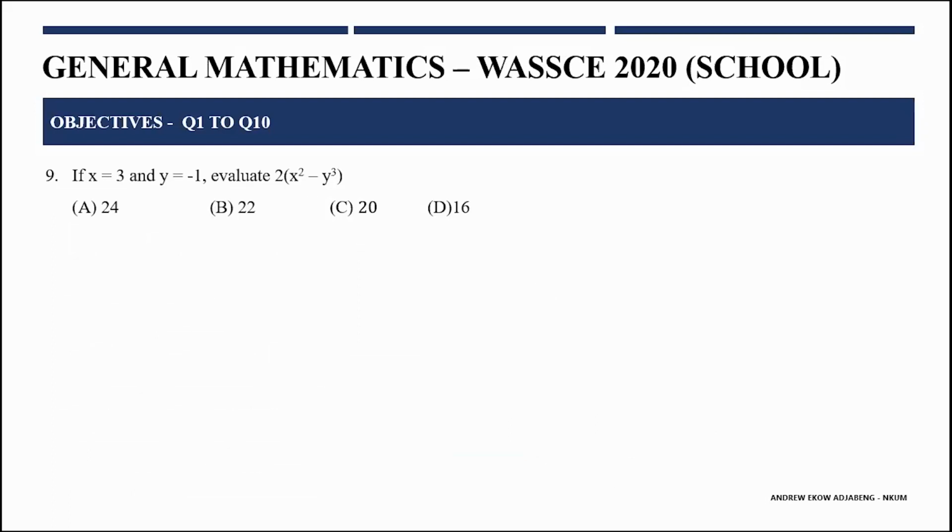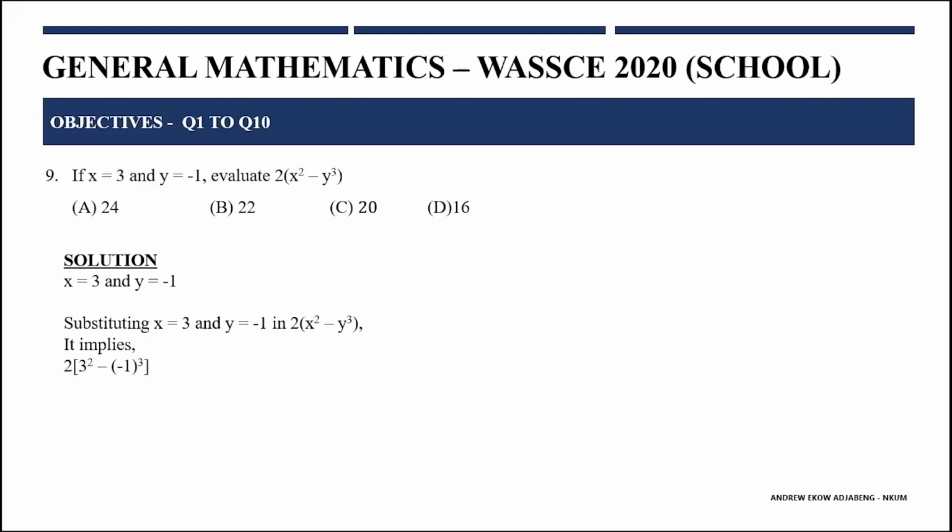Let's look at question 9. So this is our solution. We have x equals 3 and y equals negative 1. So when we substitute x equals 3 and y equals negative 1 into the question here, we are evaluating 2 open bracket x squared minus y cubed. And we simplify that. It implies that 2, all in bracket, 3 raised to the power 2 minus, and then in bracket again, negative 1, which is substituting for y, raised to the power 3.